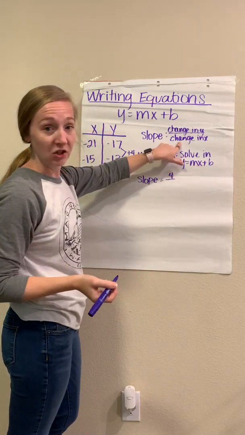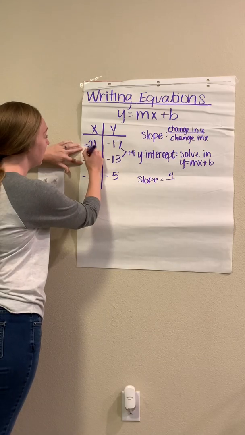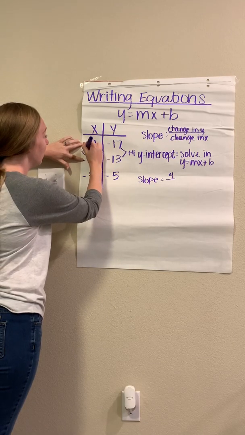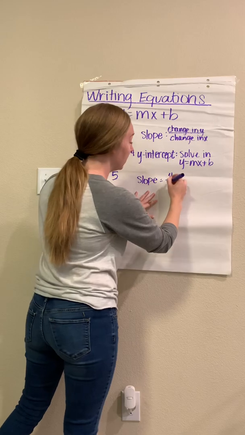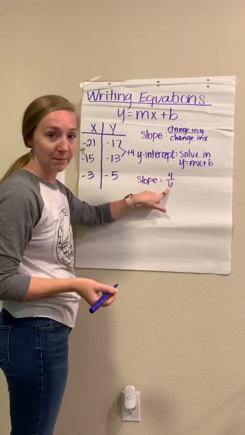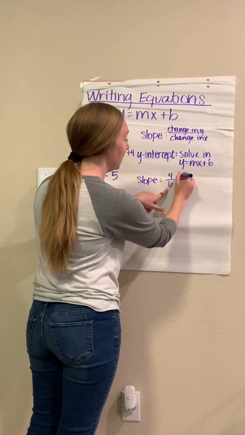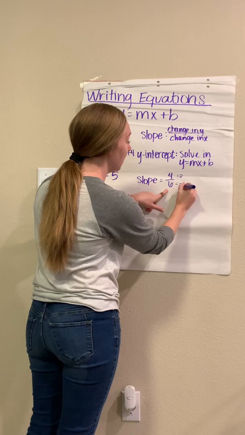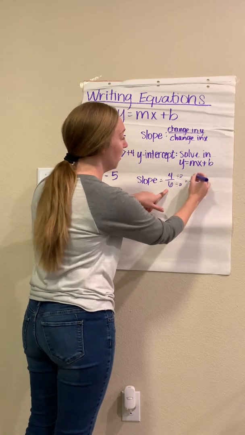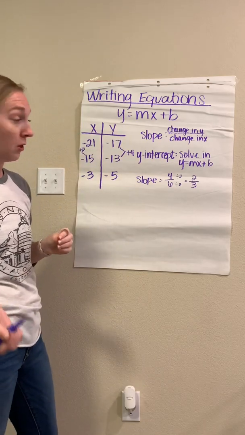Next, we want to find the change in x. To get from negative 21 to negative 15, I can see that they are adding 6. That means our denominator is going to be 6. Well, this ratio can be simplified. Both 4 and 6 are divisible by 2, so if I divide each of them by 2, I can get an equivalent ratio of 2 over 3. That means that our slope is 2/3.